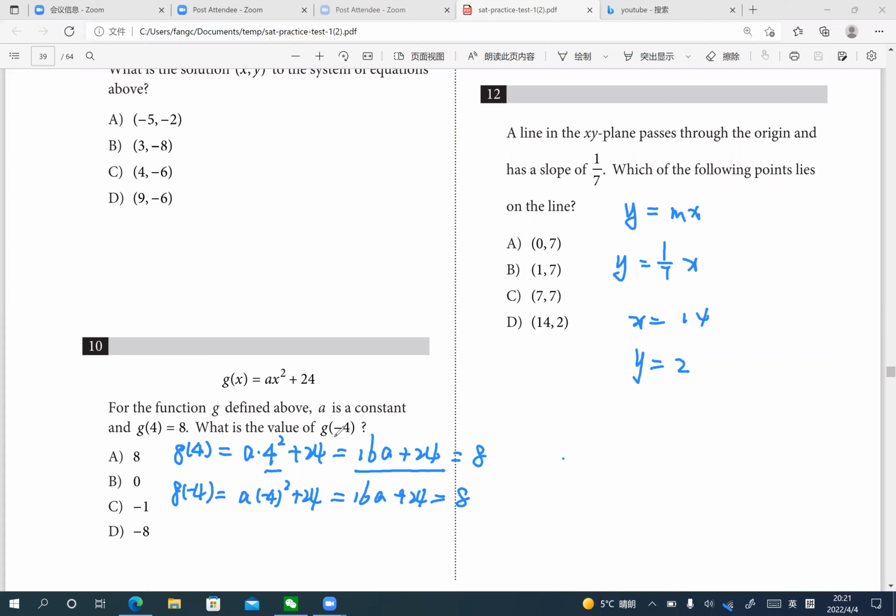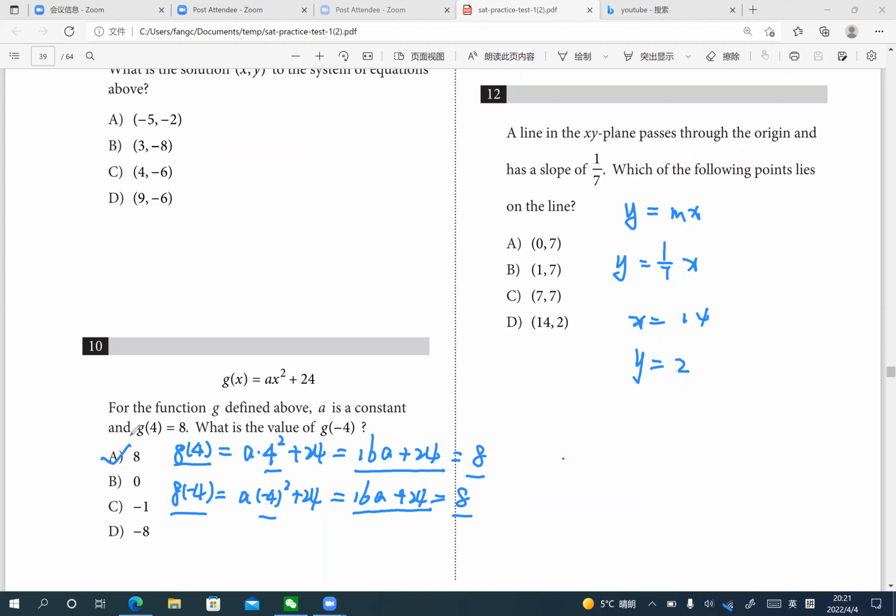They asked for the value of g of negative 4. Now we need to substitute negative 4 for x. We get a times negative 4 squared plus 24. Negative 4 squared is still 16, so g of negative 4 still equals 16a plus 24. Because g of 4 equals 8, g of negative 4 also equals 8. We should choose option A.